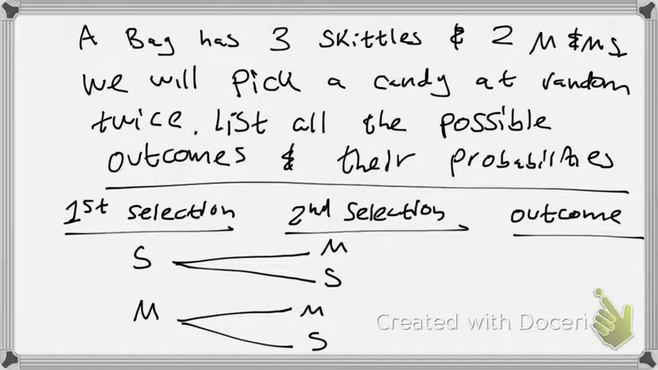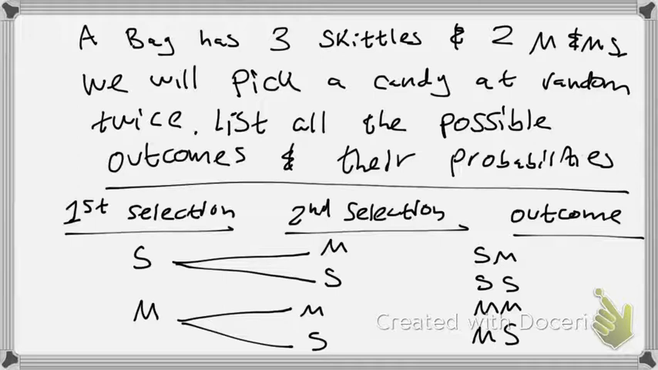So just like in the other problem, there are how many outcomes here? Let me highlight it. 1, 2, 3, 4, right? So the first outcome would be you grab Skittle, then M&M. Or you could grab a Skittle, then a Skittle. Or you grab an M&M and an M&M. Or lastly, you could grab an M&M and then a Skittle. Those are 4 possible outcomes.